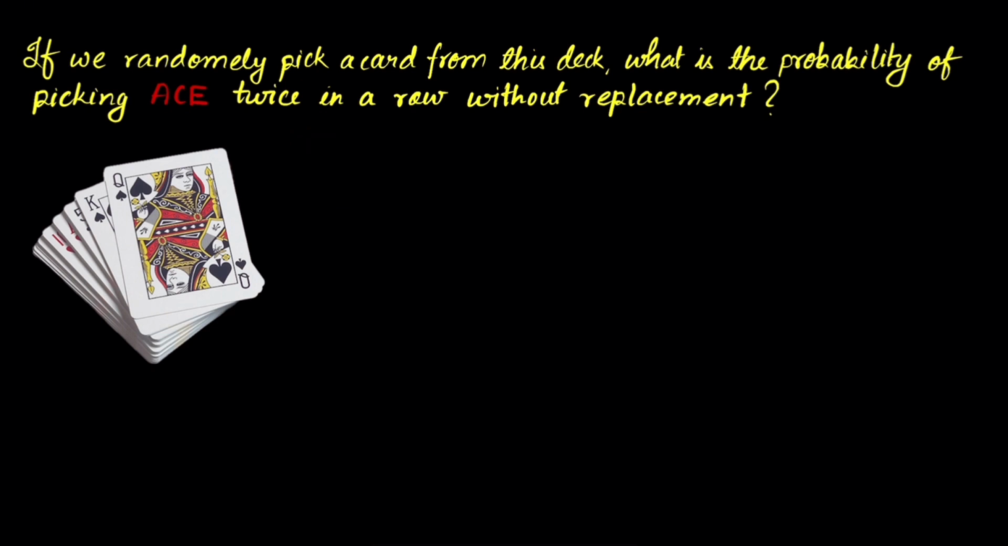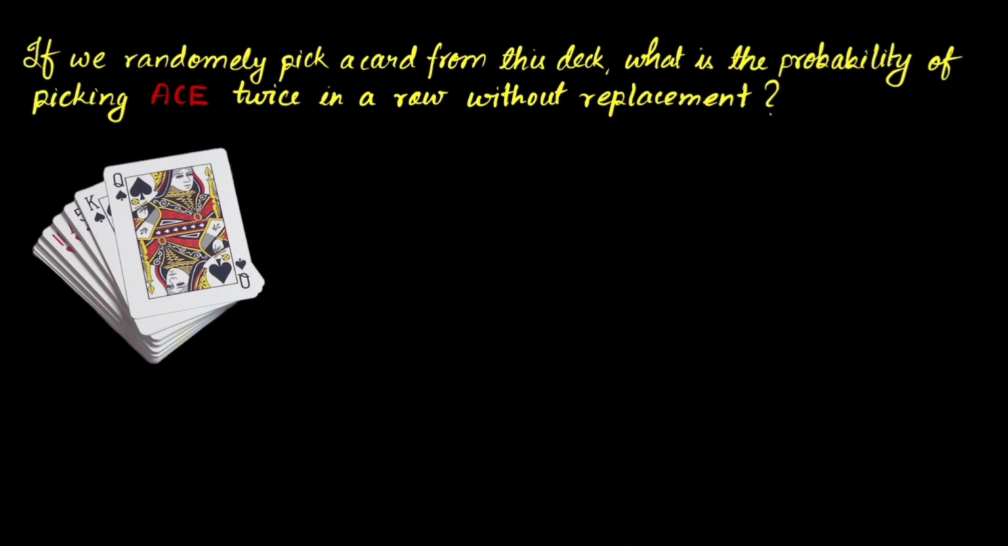a row. The question is, what is the probability that those two cards you picked in a row, both of them turn out to be ace? And the cards you pick are not to be replaced. That is, once you pick the card, it is removed from the deck. The card is not again added to the deck.